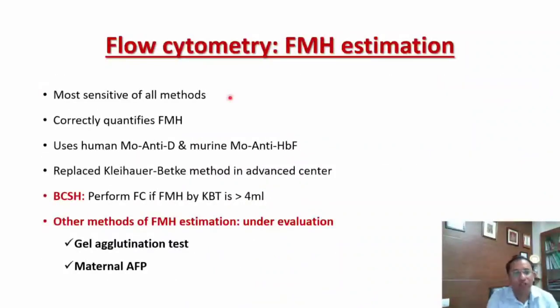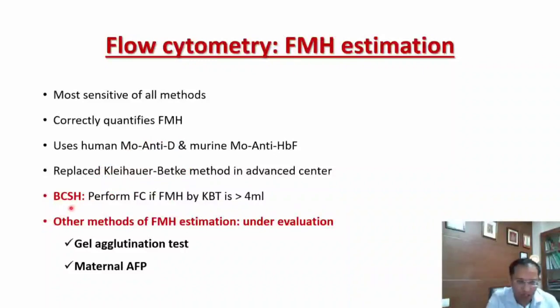There's another method that you can do, a quantitative method for fetal maternal hemorrhage estimation. It is the most sensitive of all methods. This is flow cytometry. It correctly quantifies FMH. It uses the human monoclonal anti-D and murine monoclonal anti-HbF. Many advanced centers have replaced the KB test with it. But if you can't do it, KB test is fairly accurate. And how you make it more accurate is you add one more vial to it.